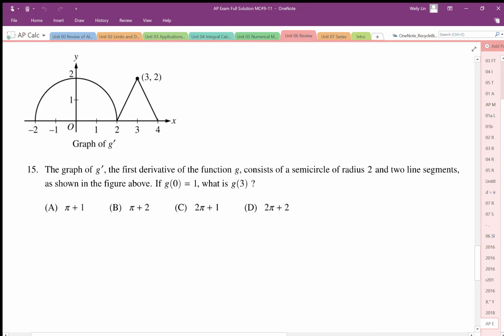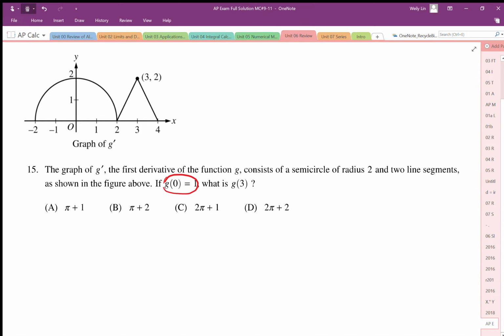Well, that means we need to use the area. And we know that the displacement of this g prime function represents the change in g, but to get the actual g value, we need to have a starting point. And our starting point is going to be this point here.